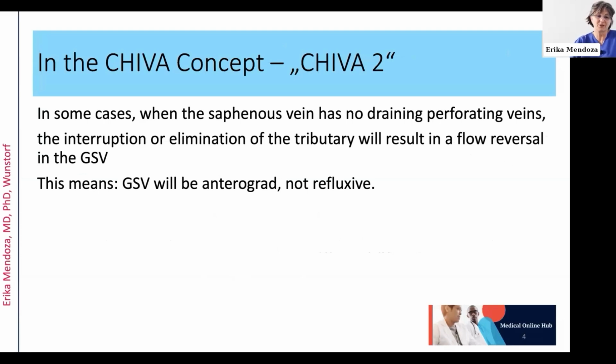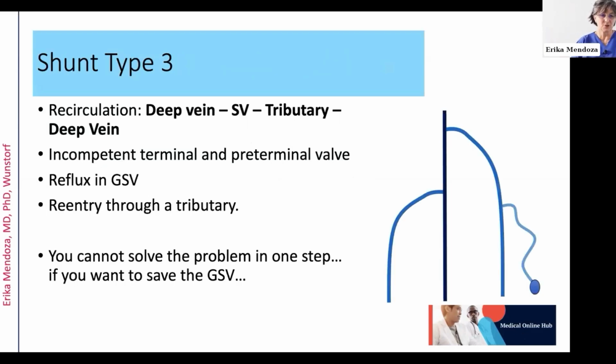And when we come back to the Shiva, which we are presenting today, a special issue of Shiva is that in some cases, if there is no draining perforating vein on the saphenous vein in the reflux, we can eliminate the reflux by interrupting just the tributary and not touching the saphenous vein. And the result is that the great saphenous vein will work properly again, will recover the complete function. So we have 2 situations.